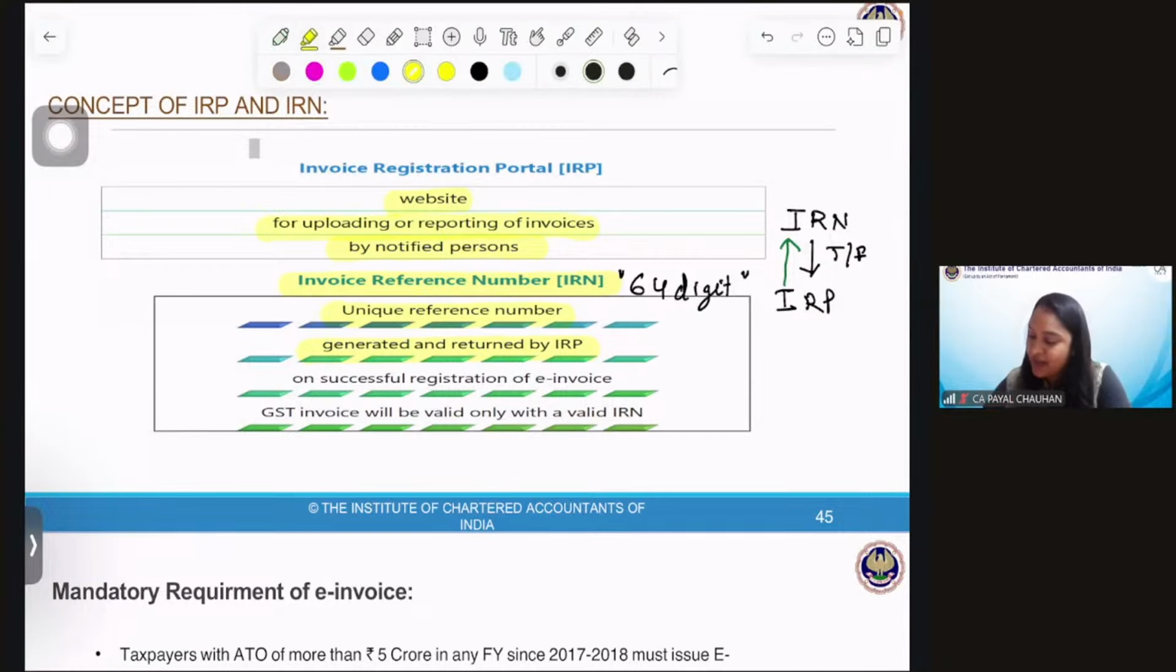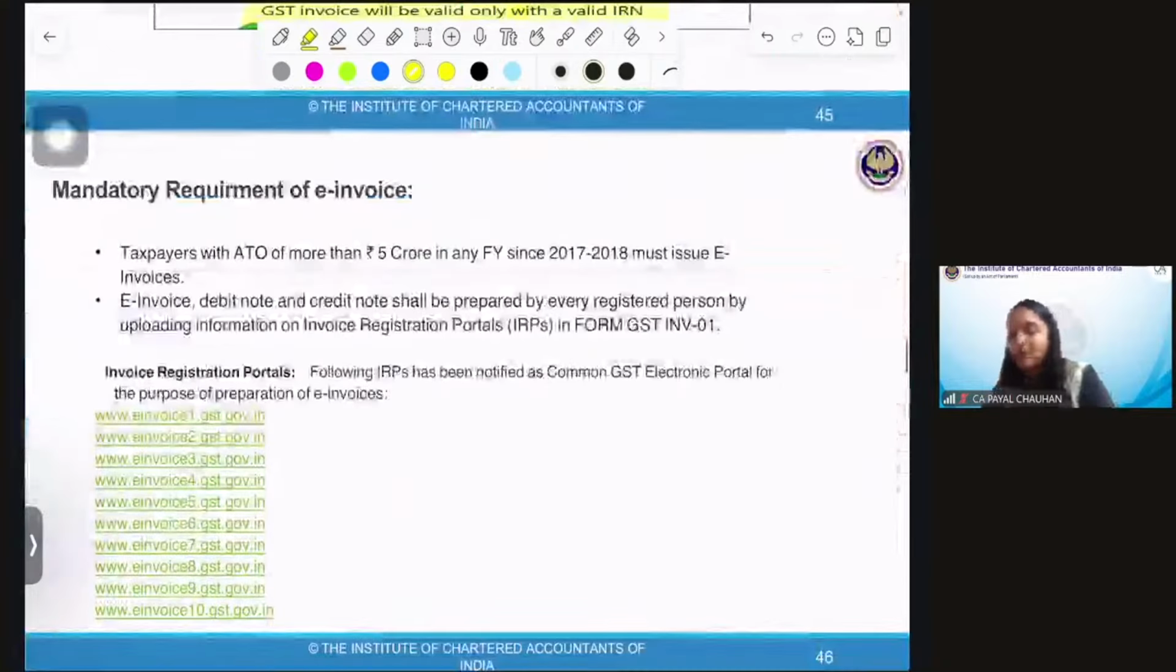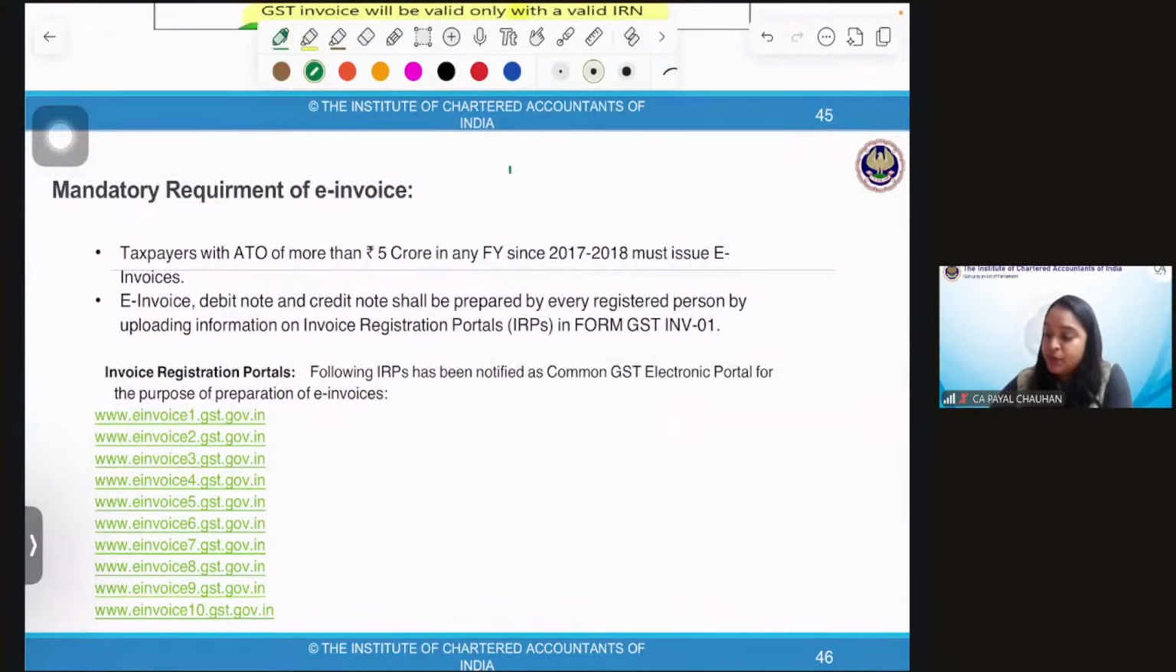Perfect. Now, on successful registration of e-invoice, the GST invoice will be valid only with a valid IRN. We did this also. If we do not have a valid IRN, then the e-invoice is not valid. Now, the mandatory requirement of e-invoicing. I told you, you have to be registered, but a registered person is not necessarily a notified person.